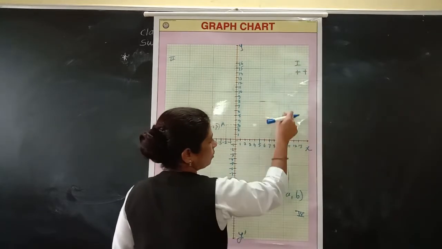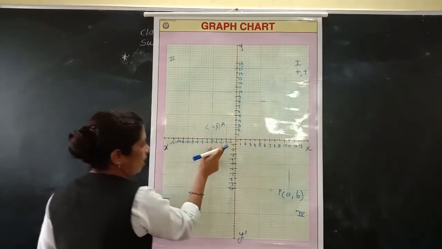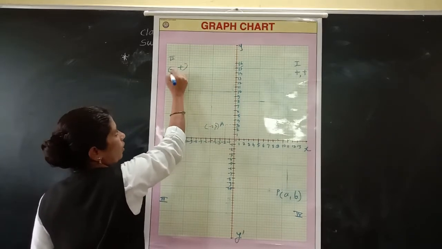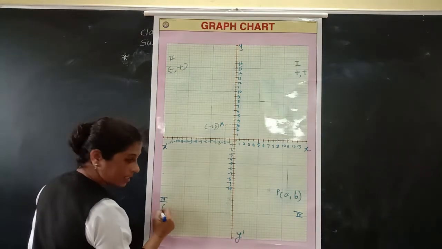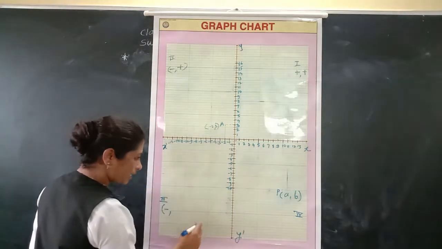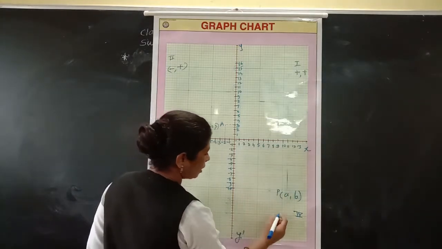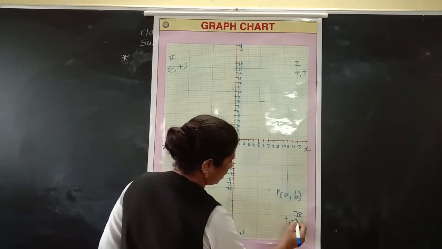Plus means the x-axis is all positive and the y-axis is all positive, so the coordinates are plus, plus. Here the x-axis is negative and the y-axis is positive, right? So the coordinates will be minus, plus. In the third quadrant, the x-axis points are negative and the y-axis points are also negative. And in the 4th quadrant, the x point is positive and the y point will be negative, right?